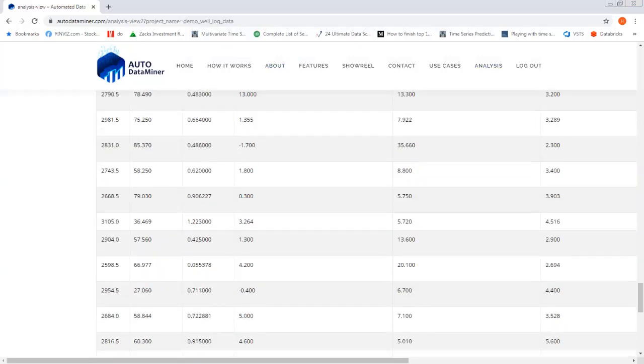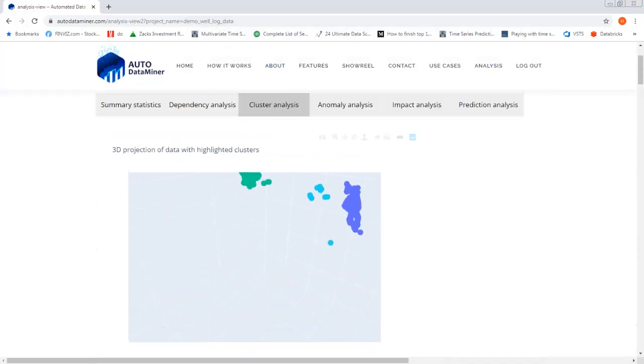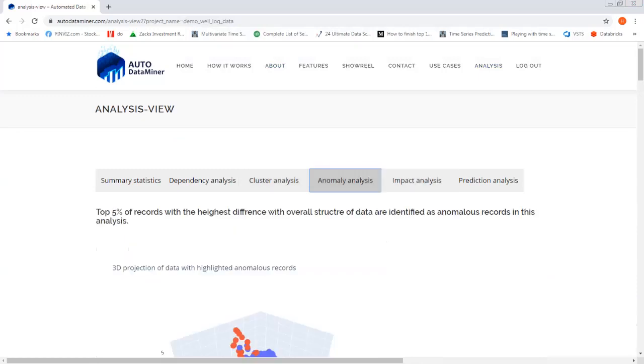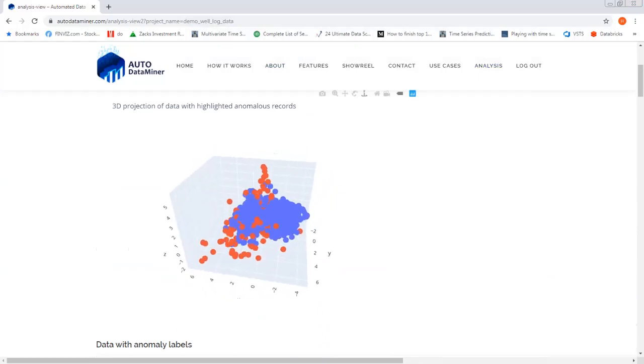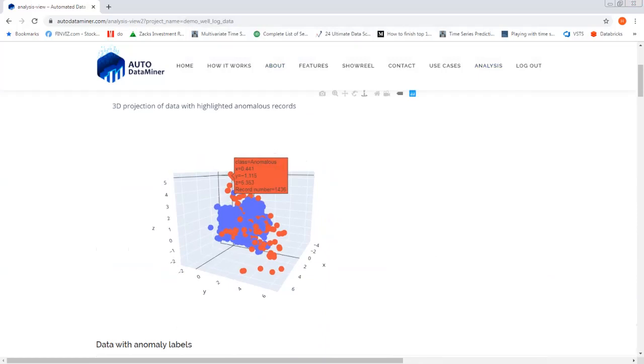Anyway, if I go back to the previous analysis, I have anomaly analysis as another analysis. You see these blue dots are normal data, and these are the top 5% of anomalous data. If I put the mouse here, you can see, for example, that record number 63 is an anomalous record.